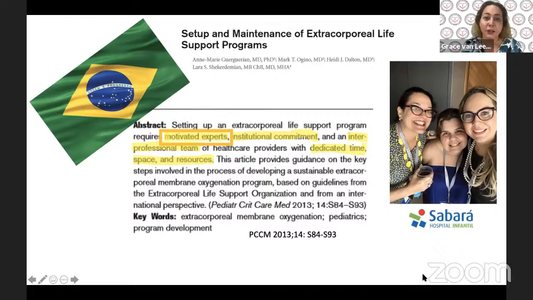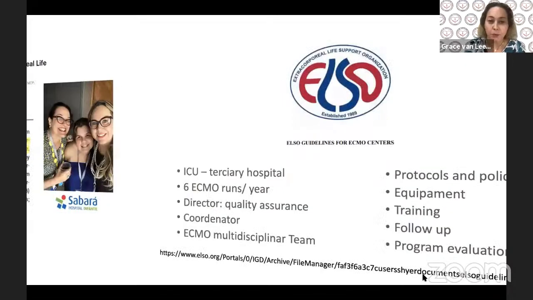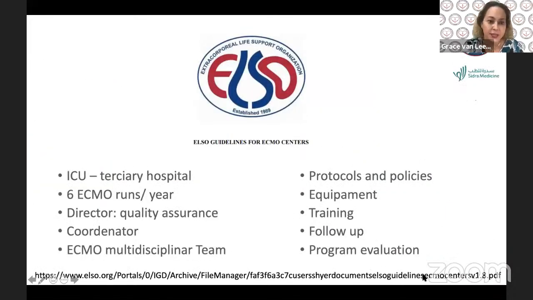ELSO also gives recommendations on how to develop an ECMO program, and this is a very nice paper. If you're thinking about starting your ECMO program, take a look at the ELSO guideline for ECMO centers. For sure, it's going to be a big help. They say that you should have an ICU in your hospital, it should be a tertiary hospital, and you should probably be able to run at least 6 cases per year. Otherwise, all the investment and especially the training would be for nothing, because with less than that, you can't keep your expertise in a good way.